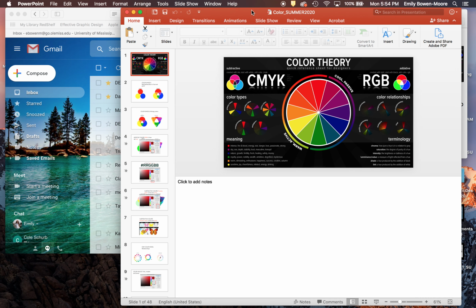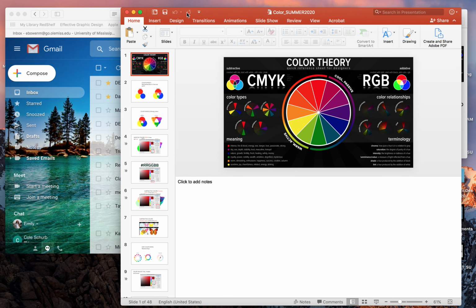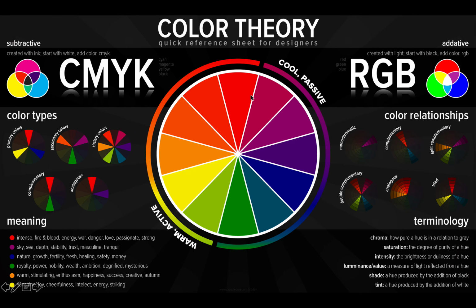This lecture is on color. So we'll focus in this class on two different color modes, CMYK and RGB, and some different types of color schemes like complementary, analogous, and monochromatic. And so we'll look at several of these within the lecture.